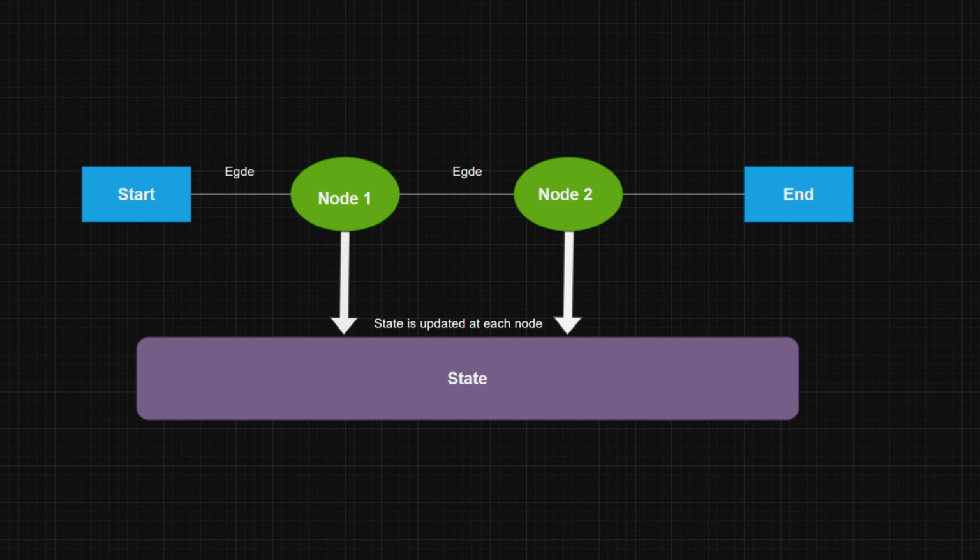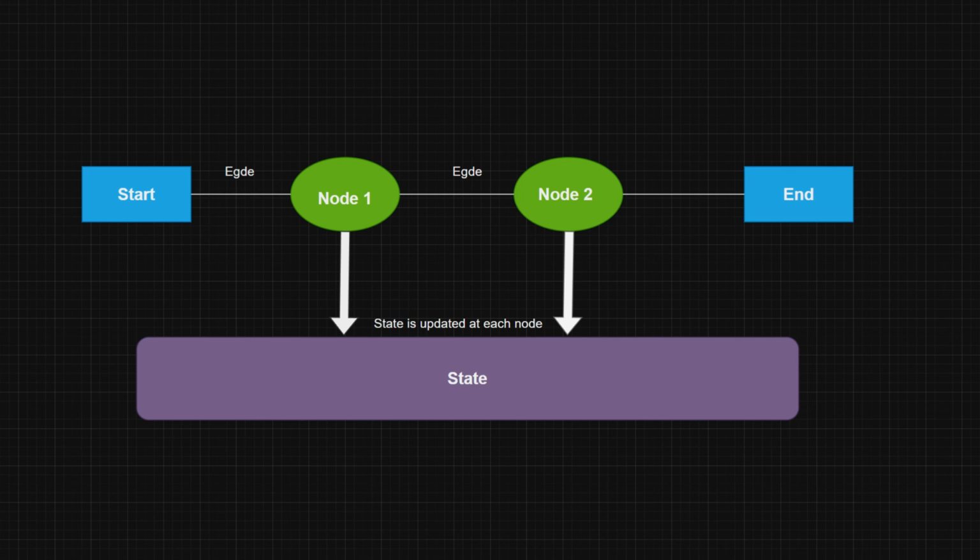The third core component is edges. Edges connect nodes and define the flow of execution within the graph. They determine how data moves from one node to another. And this is now a directed graph, which means nodes can make decisions about which node they want to call next, and they can talk to each other back and forth.